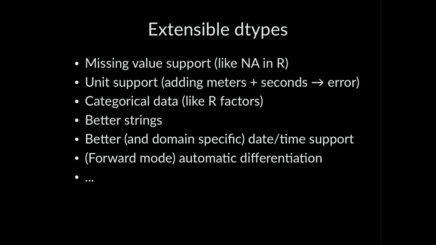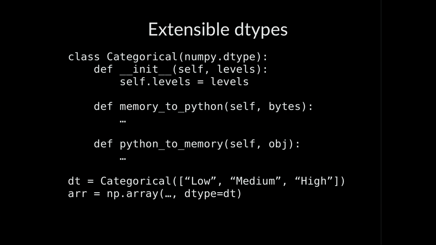Date times are this huge, complicated issue. It turns out even the way astronomers think about time is very different from the way finance people think about time, and so on, right? So now we're not saying we're going to go implement all these features. Some of that stuff may eventually end up in NumPy, but that's not the initial goal. The first goal is to make it so that you can go implement these features, right?